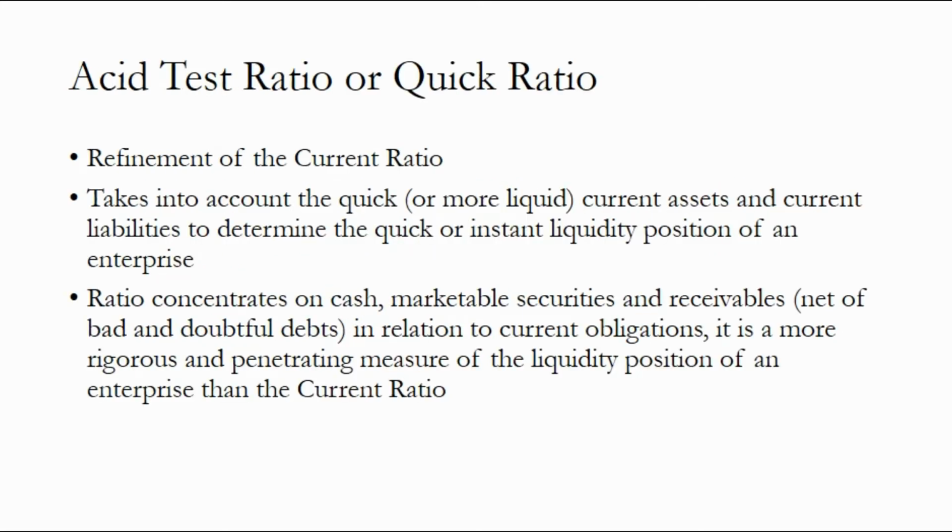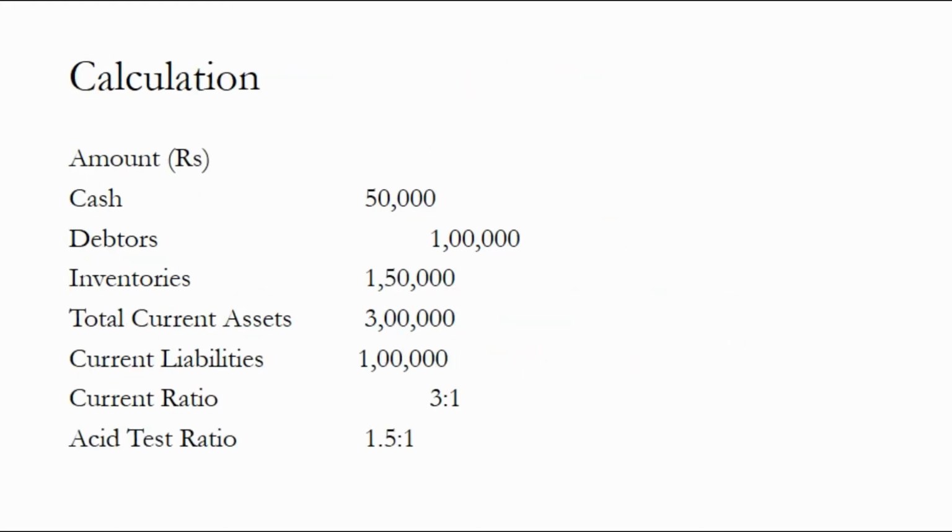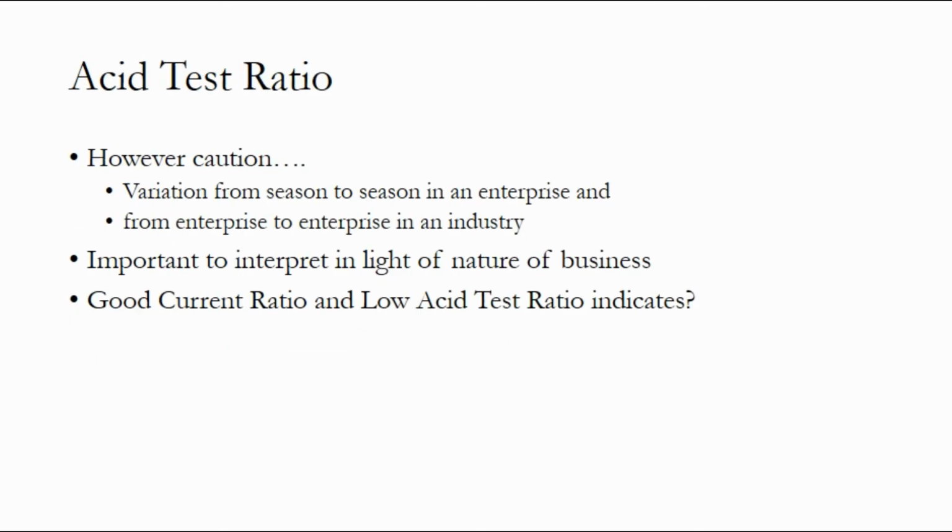Now, the acid test ratio or quick ratio is the refinement of the current ratio. It takes into account the quick or more liquid current assets and current liabilities to determine the quick or instant liquidity position of an enterprise. The ratio concentrates on cash, marketable securities, and receivables, net of bad and doubtful debts, in relation to current obligations. It is a more rigorous and penetrating measure of the liquidity position of an enterprise than the current ratio. So this is one calculation which you can see.